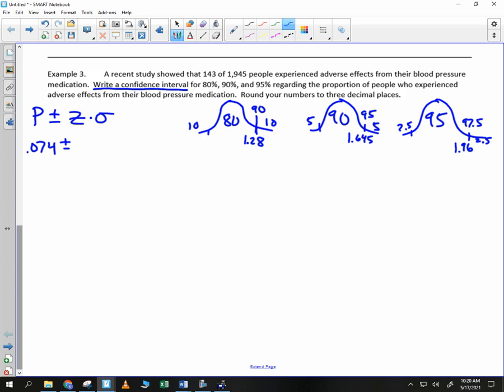So true or false, I have P. Everybody good with that? True or false, I have my Z-scores. True. So what's the only other thing I need? Sigma. So sigma is equal to the root of 0.074 times what goes next, divided by what goes on the bottom. Yep, 1,945, the population that you sampled.